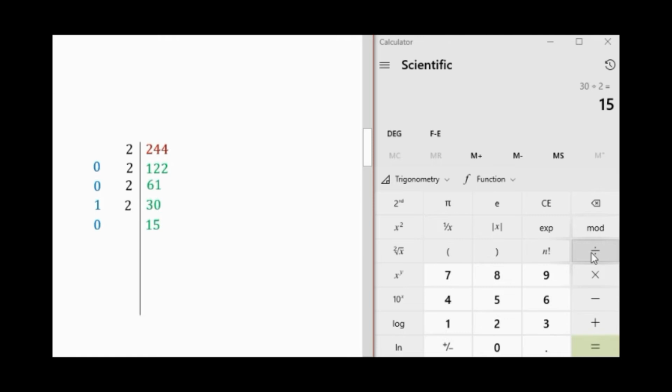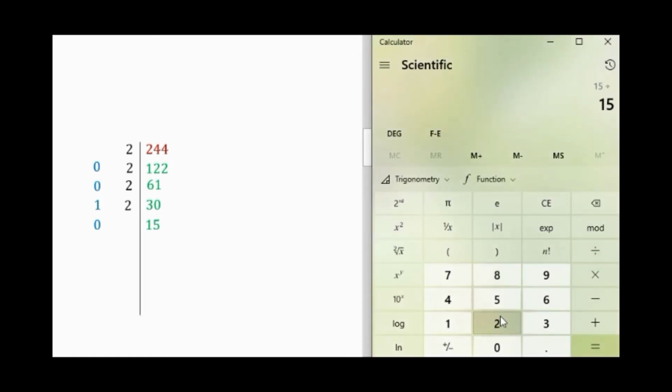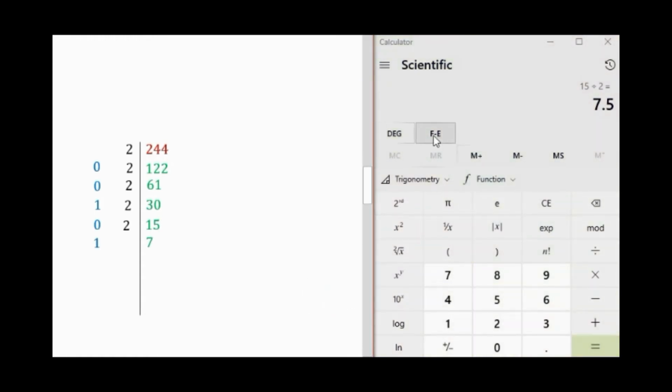Repeated division by 2. We will divide 15 by 2. The result is not an integer number. It's 7.5. So what we do, we write the result as 7, not 7.5. It's only 7. And because there is a fraction part, the remainder will be 1, not 0, 1.